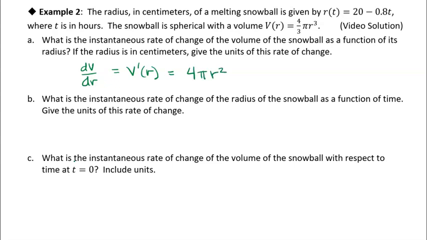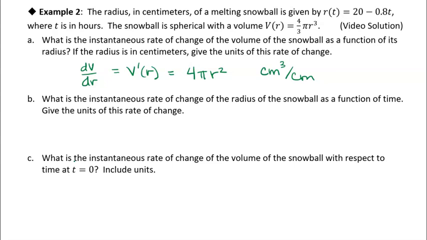Now the units: if the units of the radius are in centimeters, then the volume would be in cubic centimeters. So this is centimeters cubed per centimeter. The centimeters cubed refers to the volume of the sphere, and the other centimeters is referring to the radius. So it's the change in the volume in cubic centimeters per change in radius in centimeters.